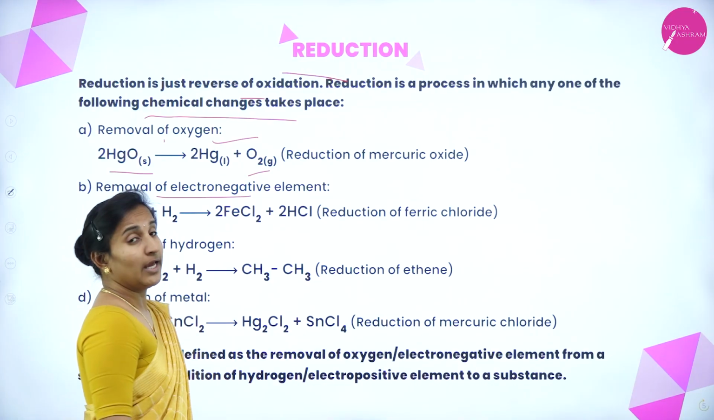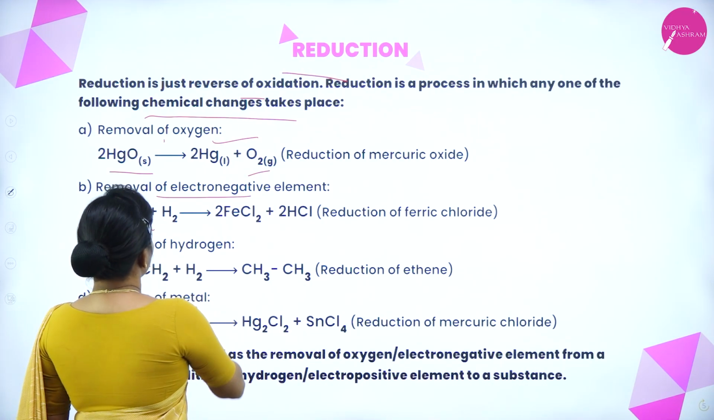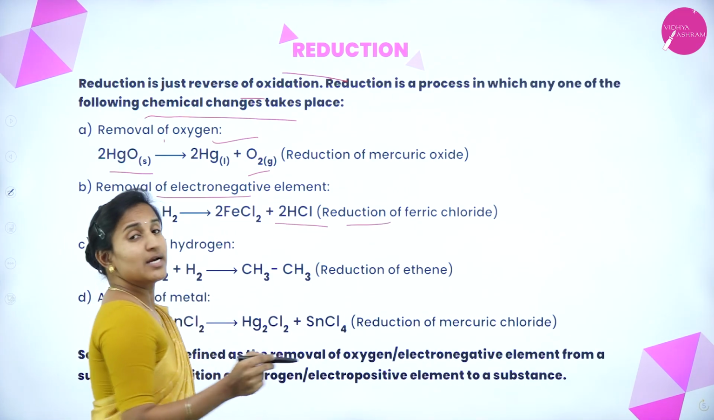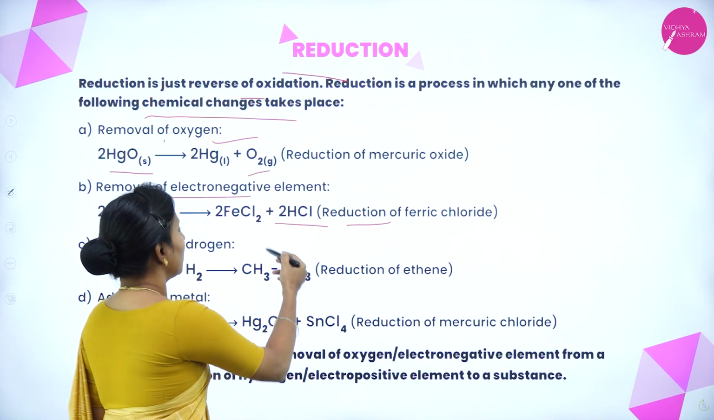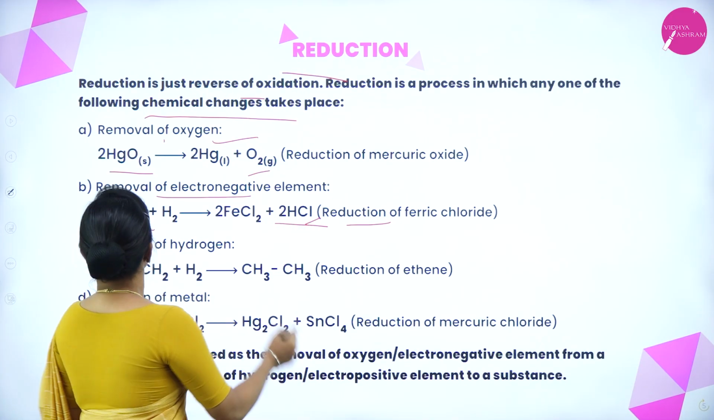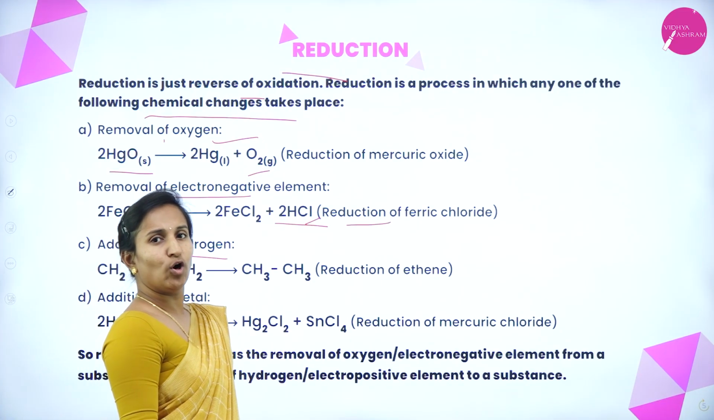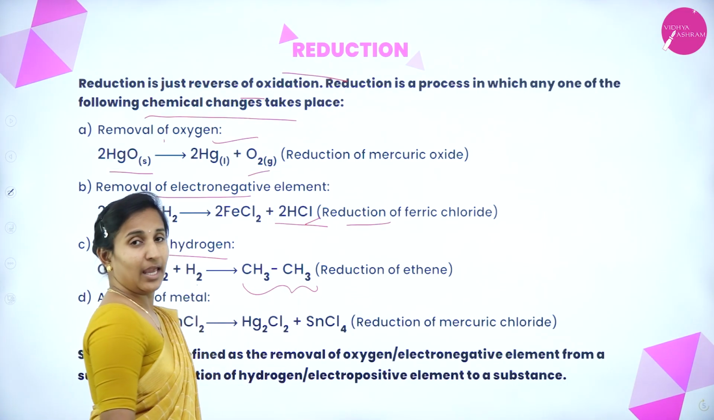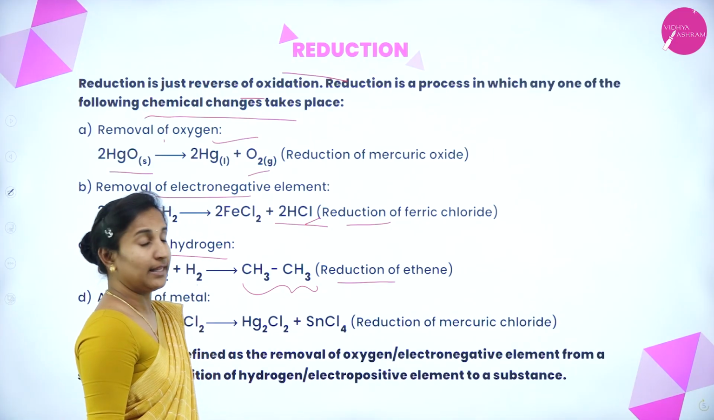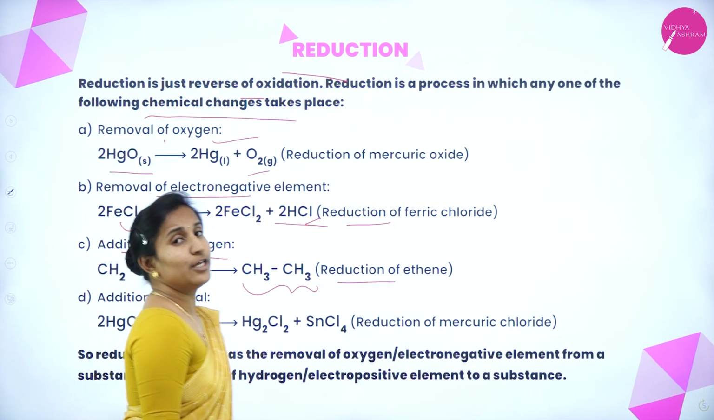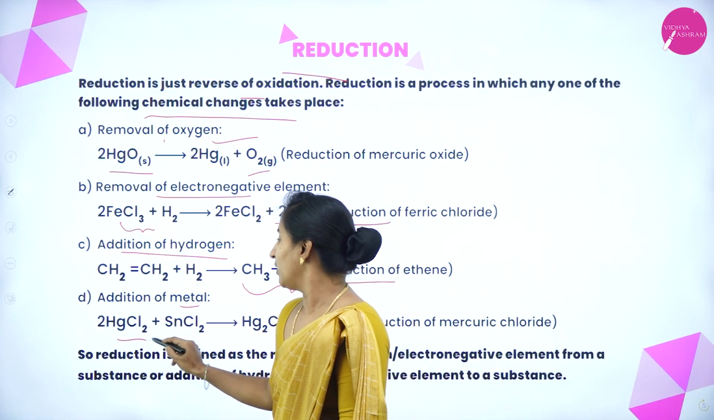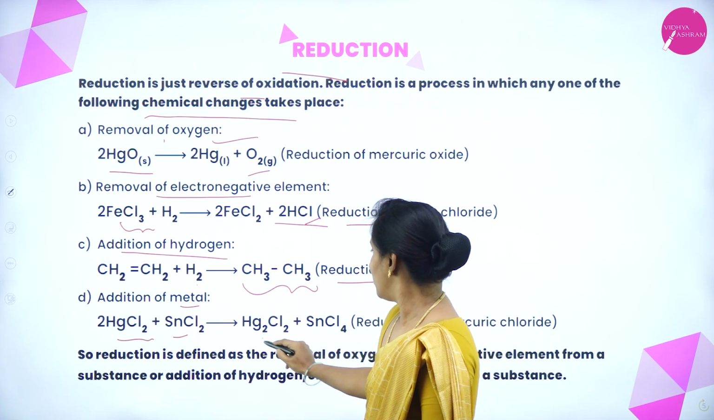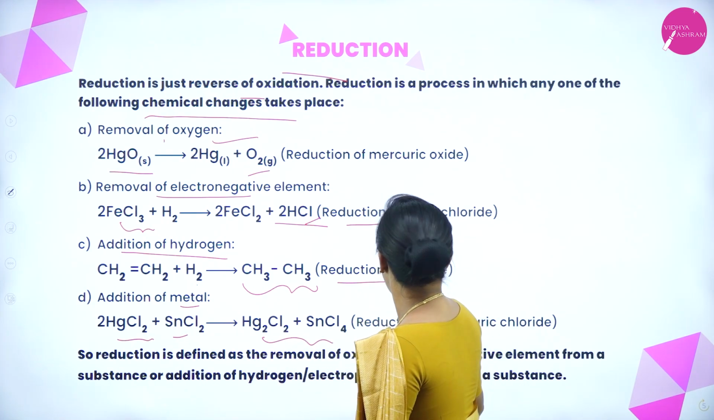Removal of an electronegative element, here chlorine is an electronegative element. There is a reduction of ferric chloride, considered a reduction process. Here the removal of chloride takes place. Addition of hydrogen to the ethene molecule: hydrogen gas is passed over ethene, gives ethane, that is reduction of ethene. Addition of metal: for example, mercury chloride reacts with tin chloride, it also forms a reduction of mercury chloride.